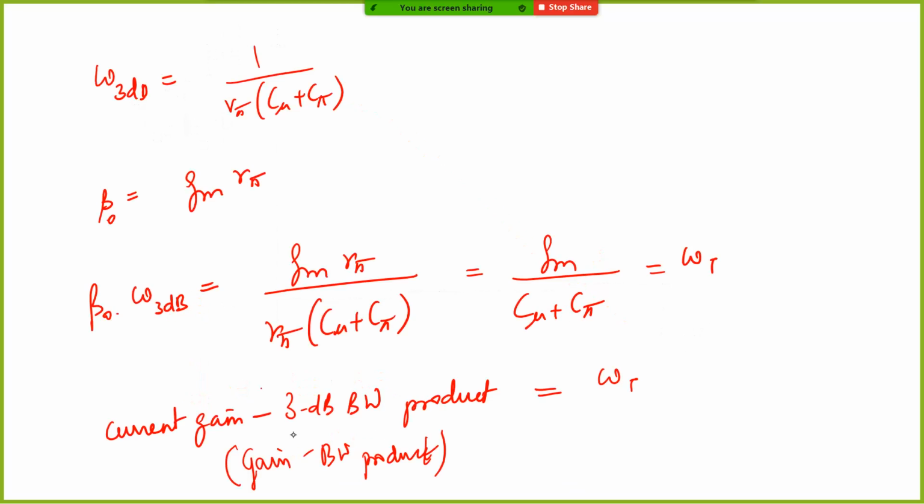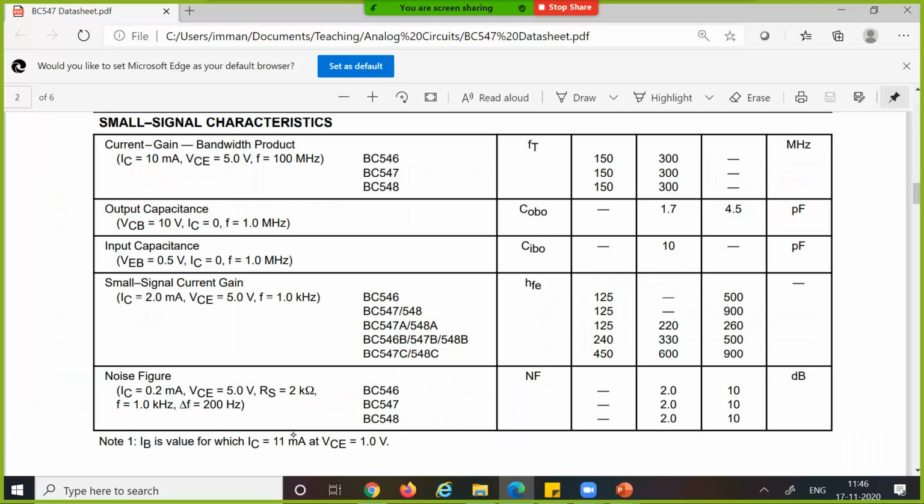Okay, so let's go to the data sheet. So here you can see that it is called the current gain bandwidth product, and it is denoted as FT. So BC546 or BC547, which you use in the lab, under these conditions, you can see the minimum, typical, and maximum. Minimum is 150 megahertz, typically it is around 300 megahertz. Here they have given output capacitance and input capacitance, a little indirect way of measuring things, but many times you will not get these things. And the other factors we have already seen.